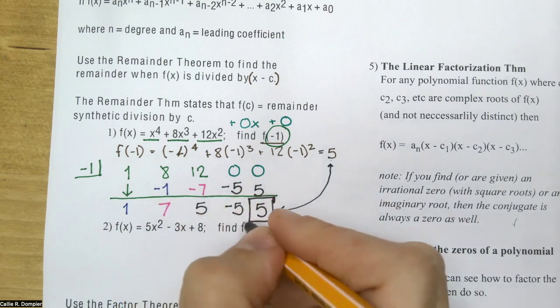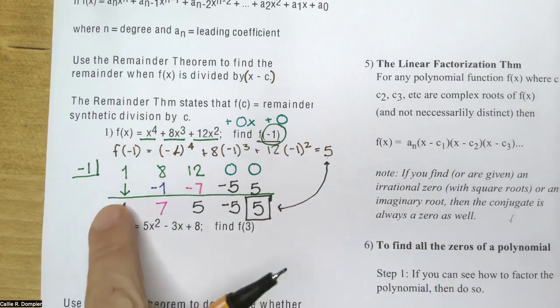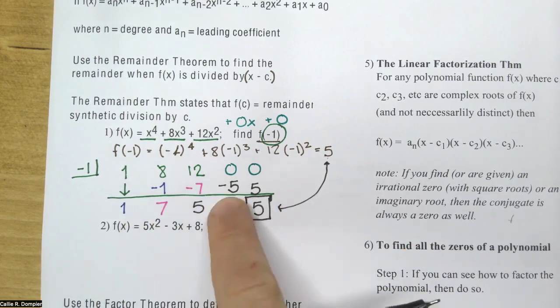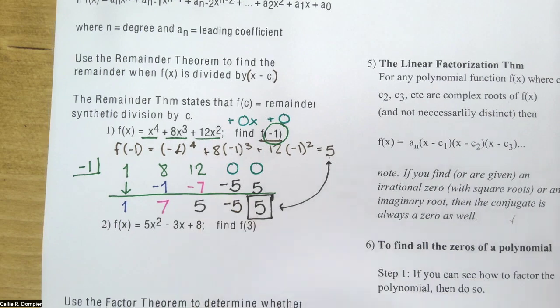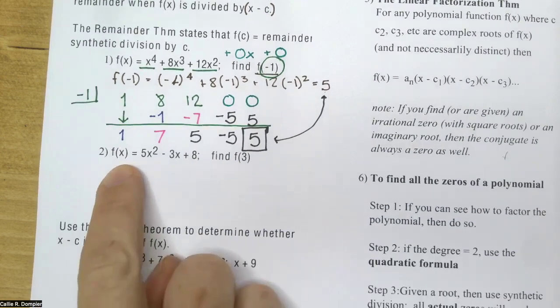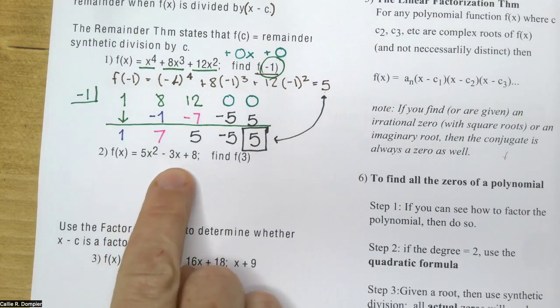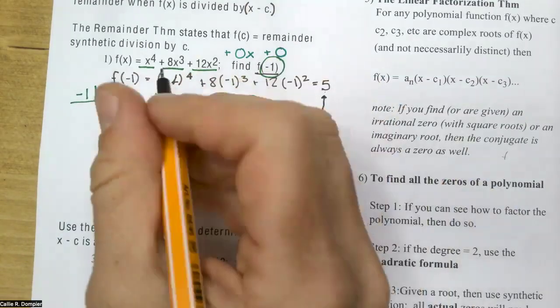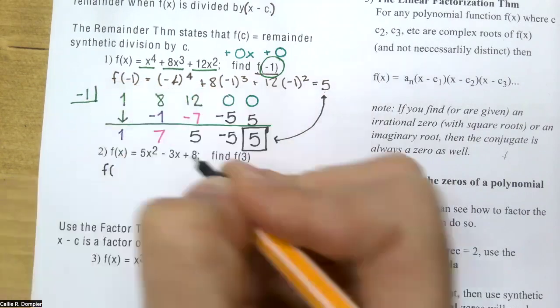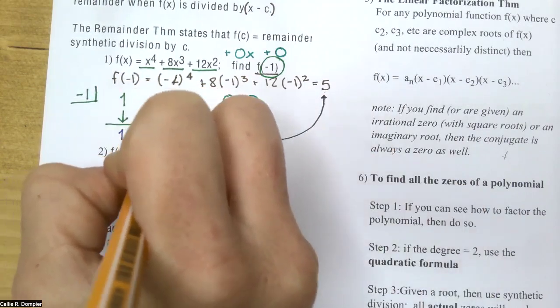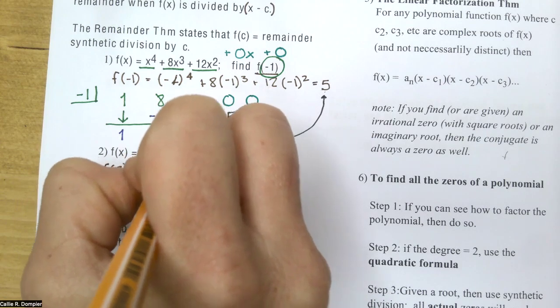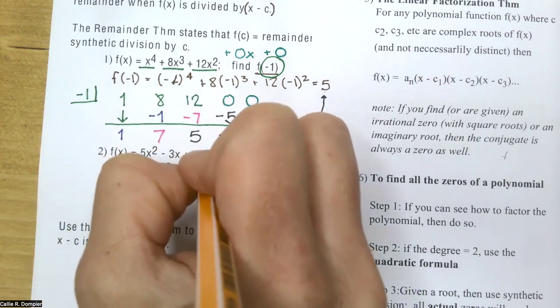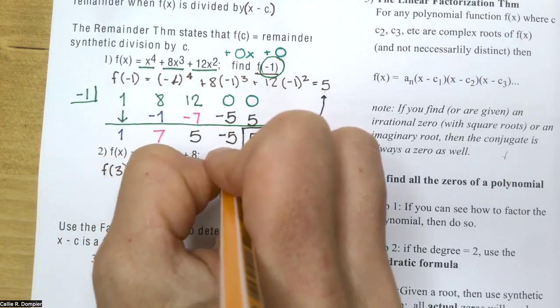Okay? After this, I'll show you how you would rewrite these into another equation or another polynomial. Okay. So here we're doing the exact same thing. F of x equals 5x squared minus 3x plus 8, and we're going to find f of 3. You're welcome to do it by just plugging in 3. So f of 3 is equal to 5 times 3 squared minus 3 times 3 plus 8.